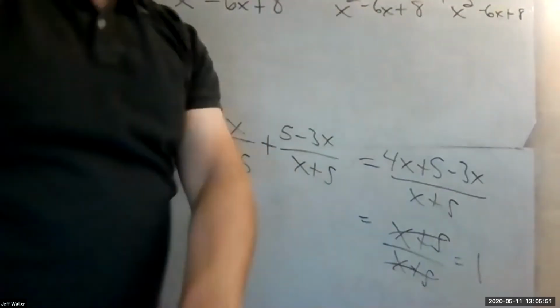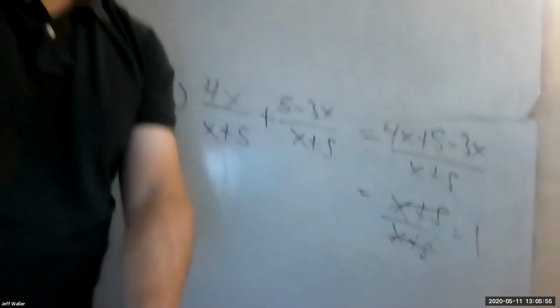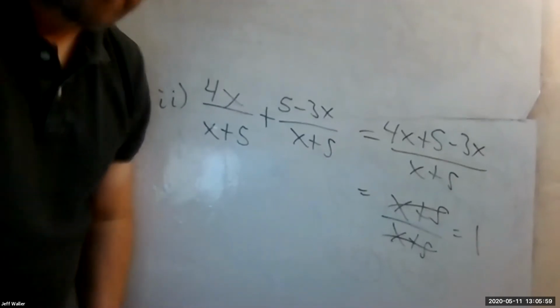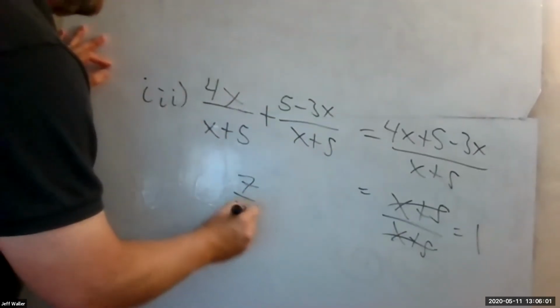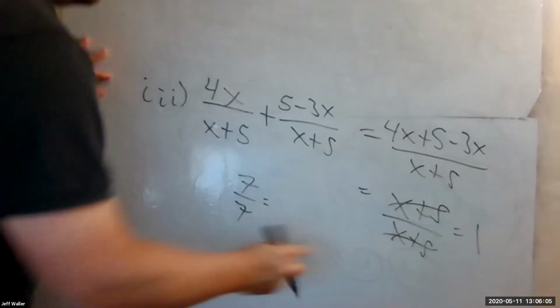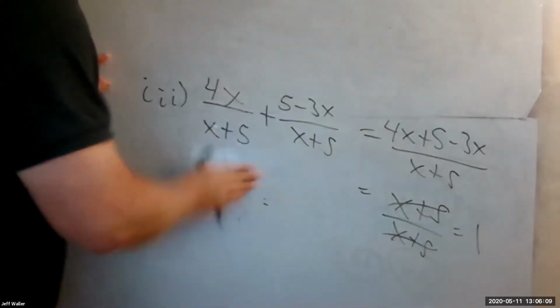Professor, I have a question. I'm confused with the x plus 5 in the bottom. Why do you cancel? Why does it equal 1? What is 7 divided by 7? Okay, I got it. So something divided by itself is 1. Oh my God, that's it.